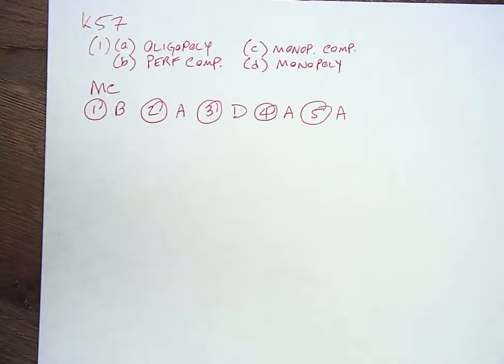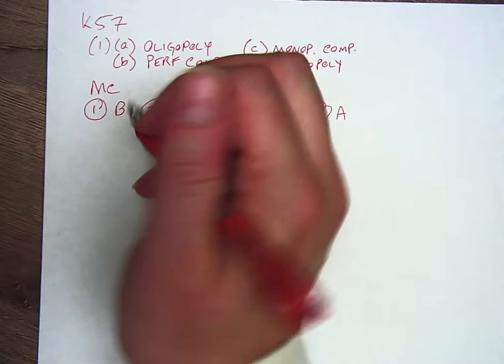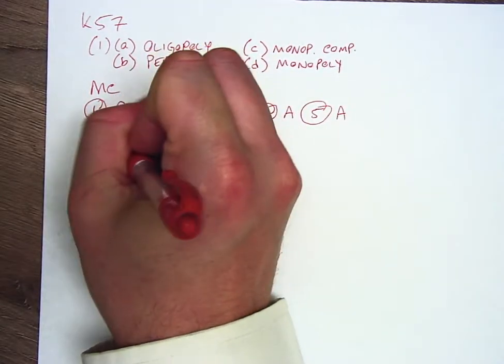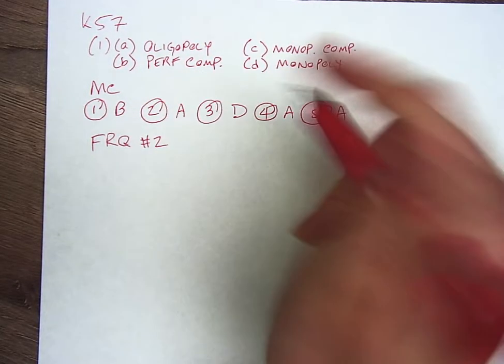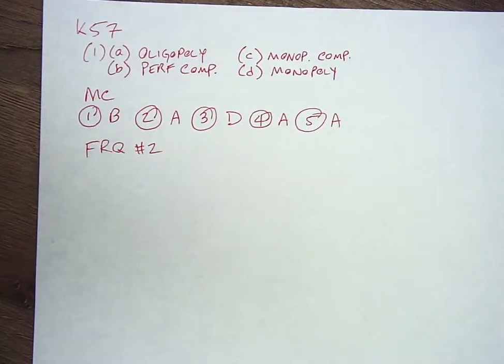Okay, so at this point, we're going to do the last portion, which is FRQ Prep Number Two. And we're going to find that this one's actually a really easy problem. So this is kind of nice.